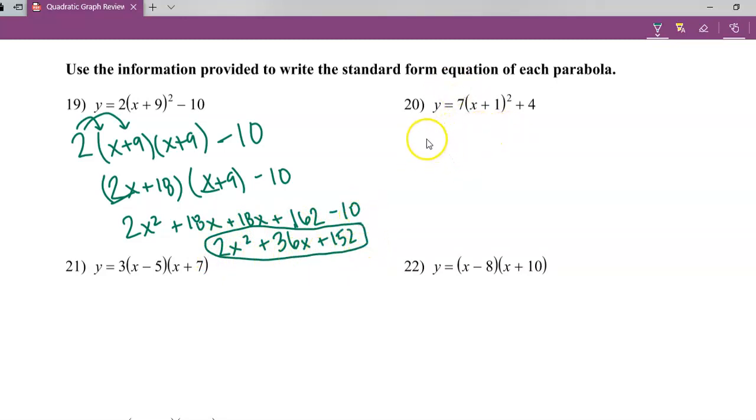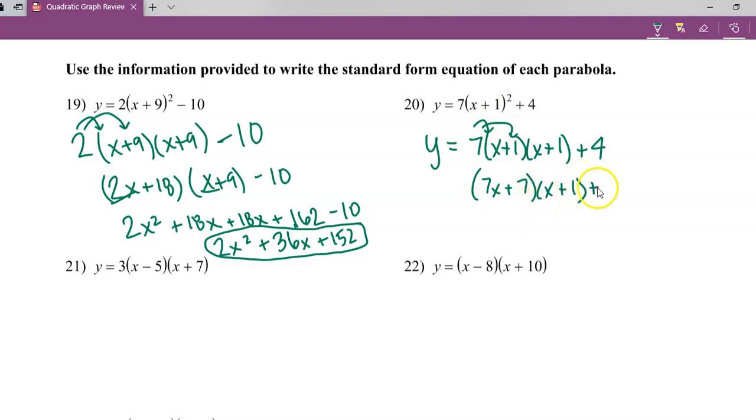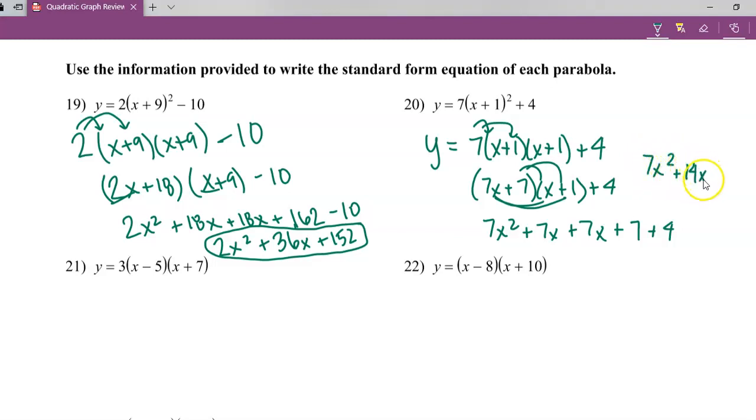Okay, so number 7, same thing. 7 times x plus 1 times x plus 1 plus 4. So we'll multiply the 7 just into the first set only, which would be 7x plus 7. 7x times x is 7x squared. 7x times 1 is 7x. 7x and 7 plus 4. Combining like terms, I'm going to get 7x squared plus 14x plus 11.